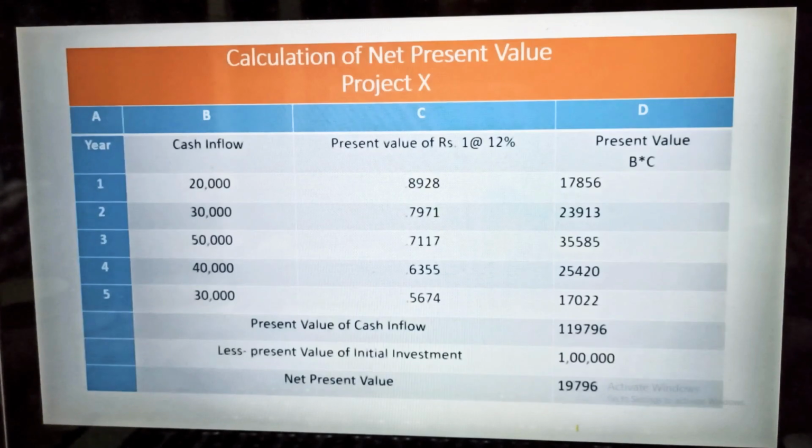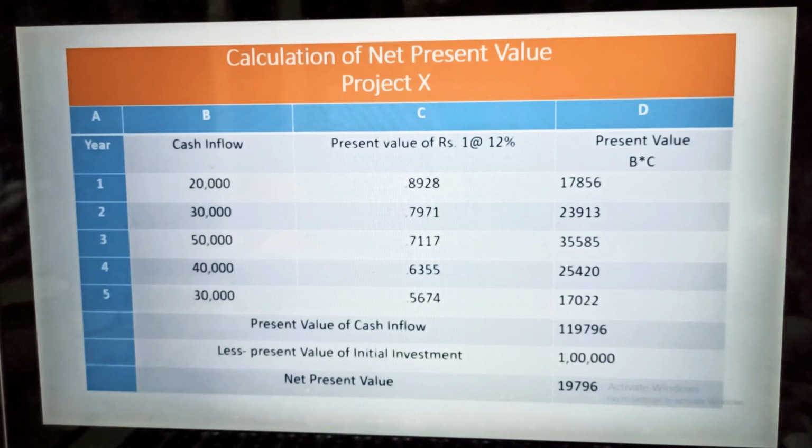First I will calculate the net present value for project X. As given in the question, the cash inflows for project X are 20,000, 30,000, 50,000, 40,000, 30,000. You can see this table I have divided into columns A, B, C and D. A is for year, B is for cash inflow, C is for present value of rupee 1 at the rate of 12%, and D is for present value. Then you multiply B by C, and you will find this value.